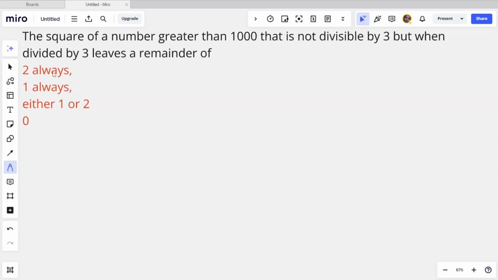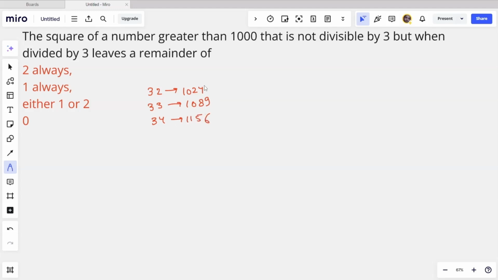So as you can see, this is our question. The square of a number greater than 1000 that is not divisible by 3, but when divided by 3 leaves a remainder of... Let me tell you, those numbers whose square is greater than 1000 will start from 32. The square of 32 is 1024. The square of 33 is 1089, and 34 is 1156.